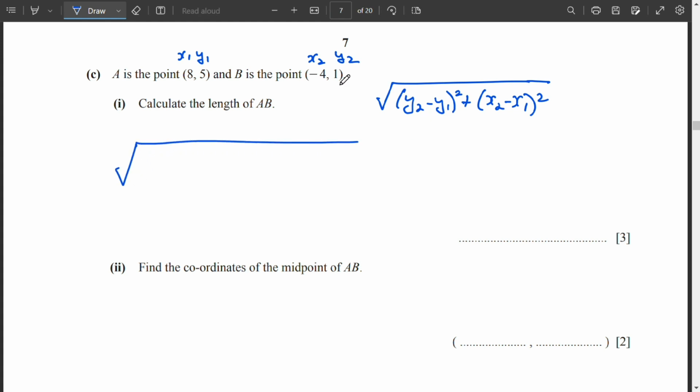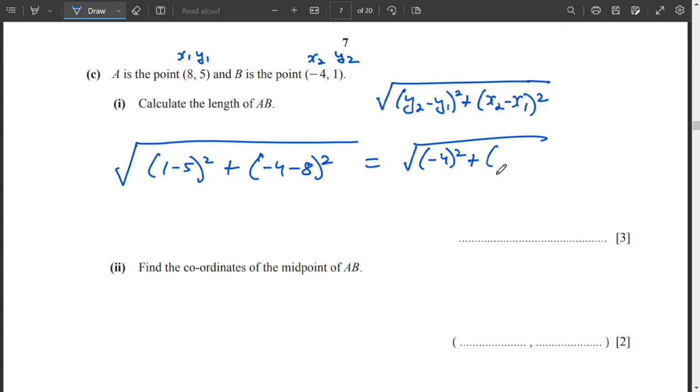Now see, y2 minus y1. y2 is 1 minus 5. 1 minus 5 whole square plus x2 minus x1. x2 is what? Minus 4 minus 8. Minus 8 whole square. So we know that this is minus 4. This is under root of minus 4 whole square plus this is minus 12 whole square. We know that minus 4 squared is 16 plus 12 squared is 144. So if you add them up, you will get under root of 160.